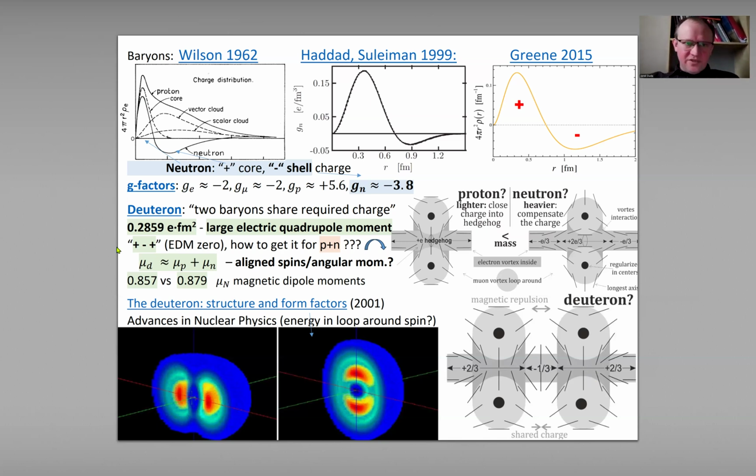And it turns out that indeed the deuteron has an electric quadrupole moment. So this is a very non-trivial property. Naively, if you think about proton and neutron, they shouldn't have an electric quadrupole moment. But experimentally they do, and this model automatically predicts the quadrupole moment. Also, the spin magnetic dipole moment should be approximately the sum of the proton and neutron.